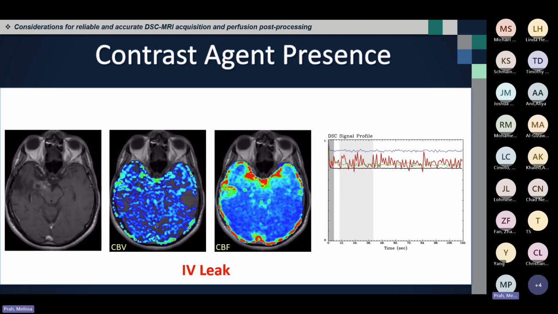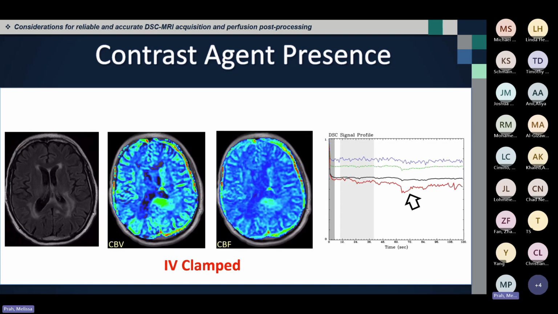In this example, the protocol was followed and the contrast agent was administered at the correct time, at 60 seconds into the acquisition. However, there was a leak in the IV and no actual contrast agent went into the patient. So that's one thing to think about when you do everything correct and you don't see any signal change. Similarly, for this patient, the IV line was inadvertently clamped. Despite this, some contrast agent still entered the patient. And while the maps don't look quite as bad as the previous examples, this data is still not trustworthy and it shouldn't be interpreted.